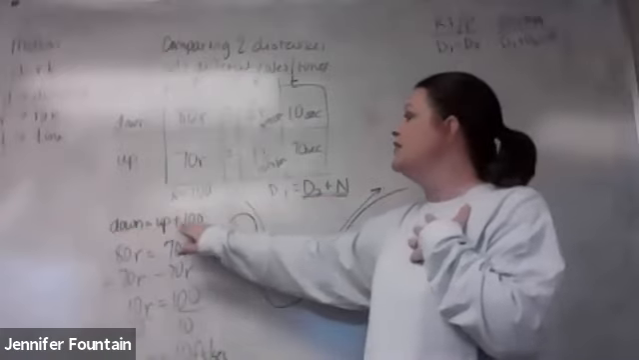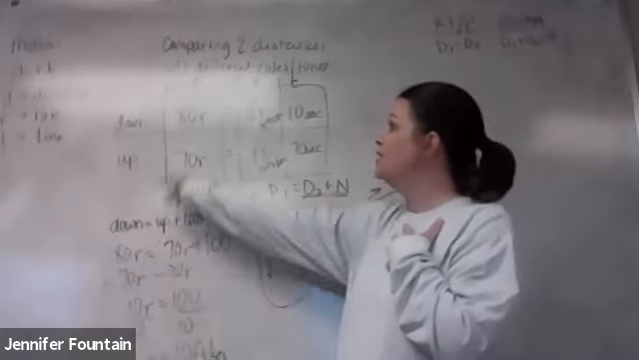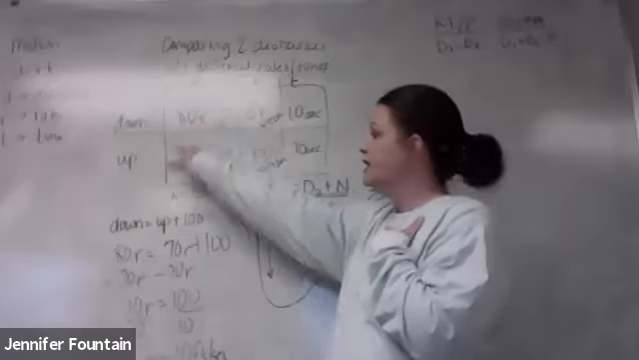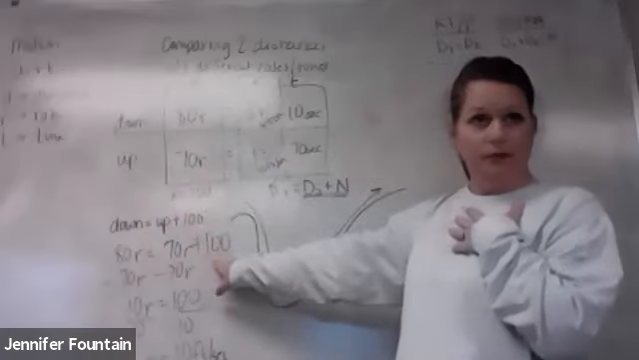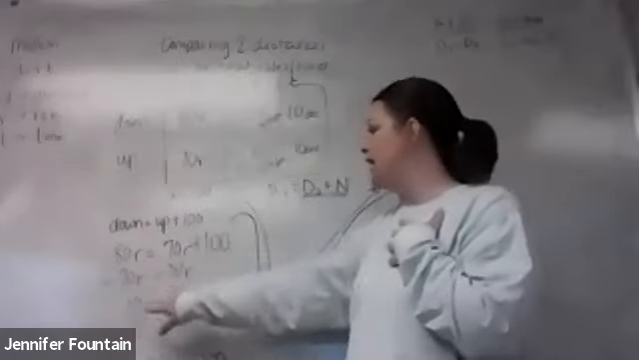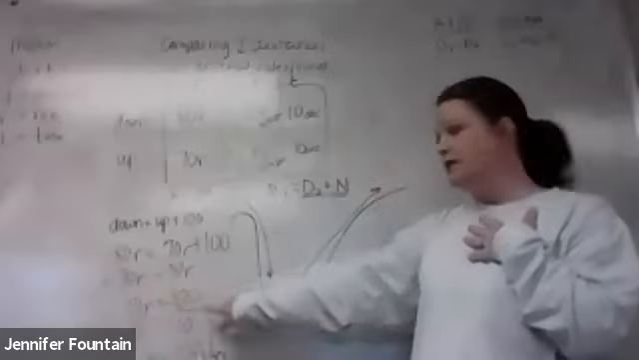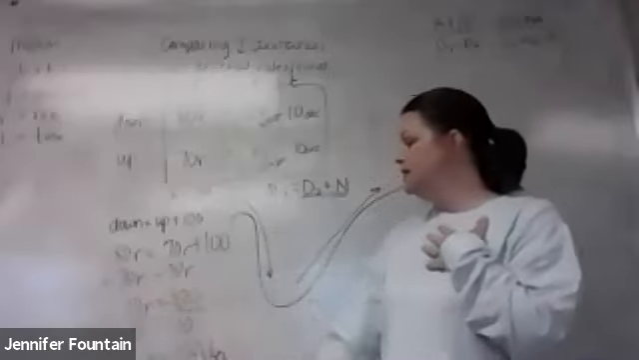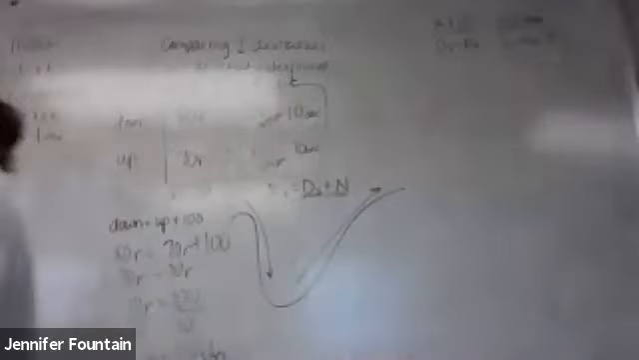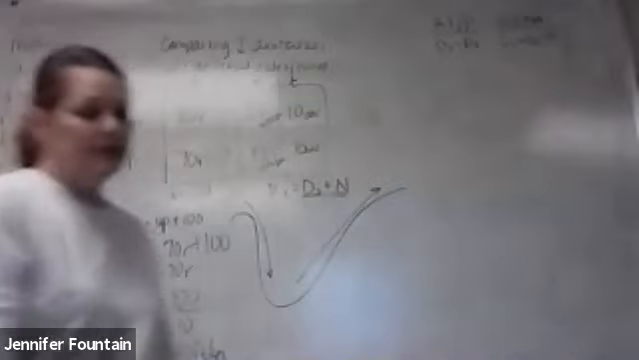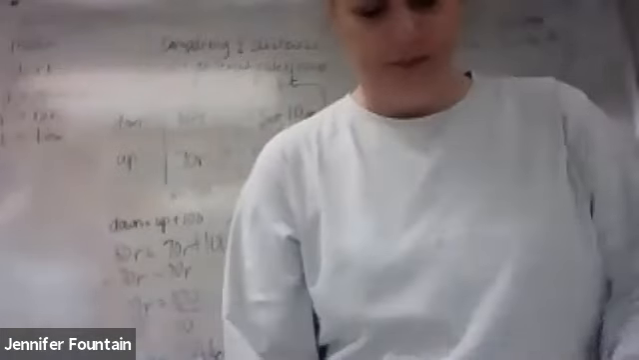Okay. So if down is equal to up plus 100 and down is 80R, then 80R is equal to up, 70R, plus 100. Now I subtract 70R from each side and I get 10R is equal to 100. Divide both sides by 10. So my rate is 10 feet per second. Therefore, my rate going down is 80 feet per second. That's pretty fast. Okay, so it's going down at a rate of 80 feet per second and going up at a rate of 10 feet per second.